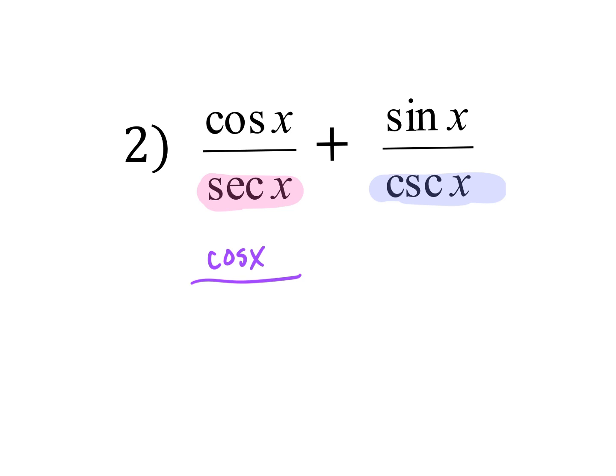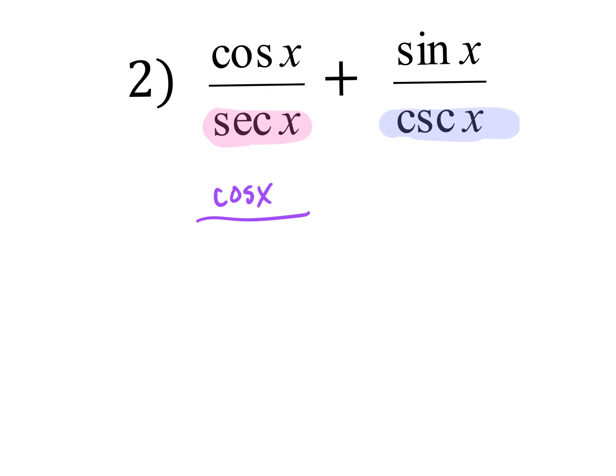Nick, what do you think? 1 over cosine x. There you go. Awesome. Okay, and then we have plus, I want to keep that sine x the same, but I want to rewrite that cosecant of x. Tate, how can we rewrite that?